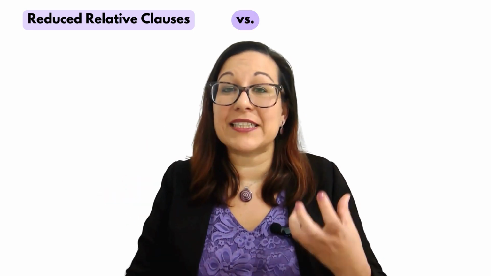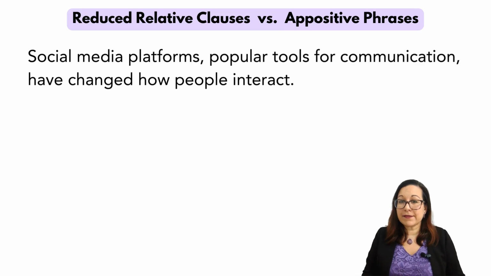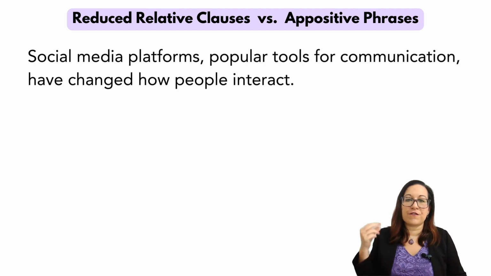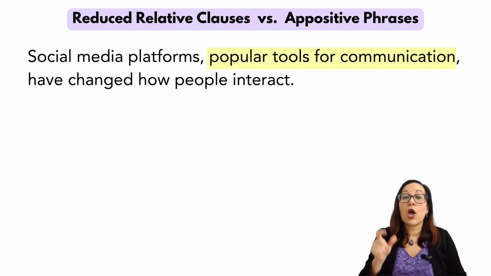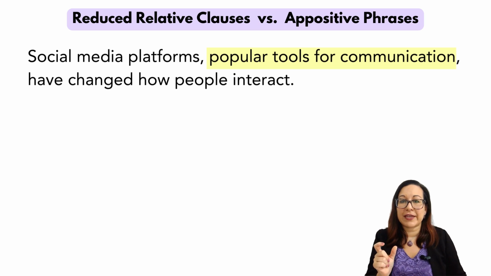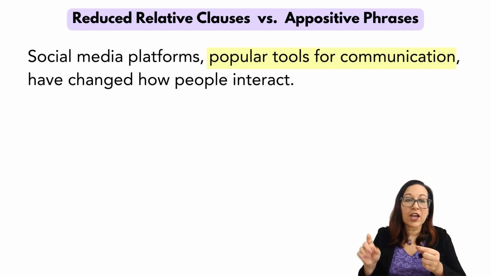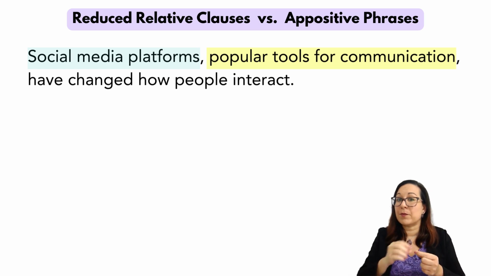Okay, I've talked a lot about reduced relative clauses in some of my other videos. So now let's compare a reduced relative clause and appositive phrases. In this example, social media platforms, popular tools for communication, have changed how people interact. You've seen lots of examples of appositive phrases, so very quickly you can identify popular tools for communication. And we are describing social media platforms. We're giving more information about that, or we're renaming it.